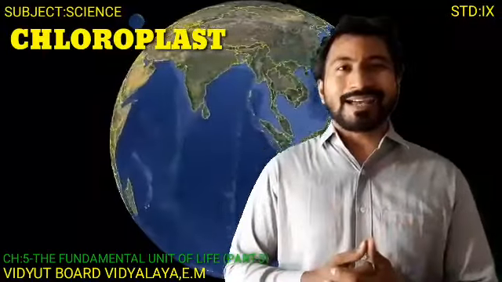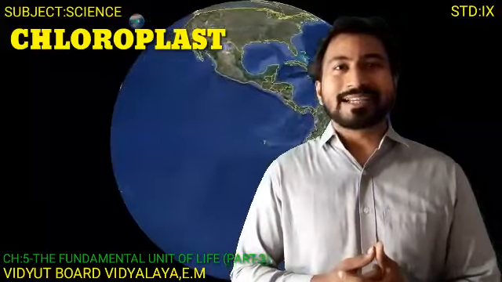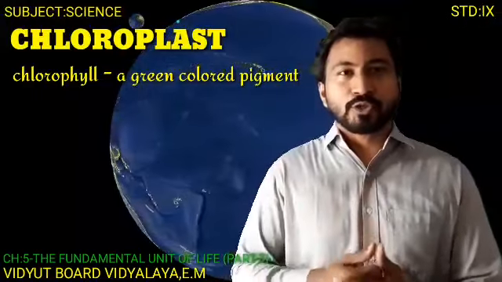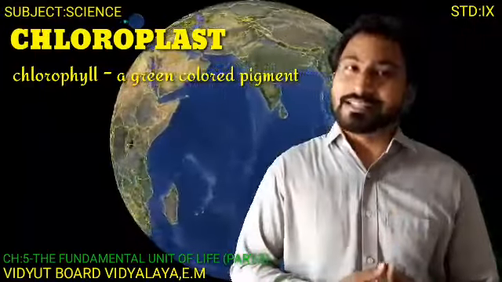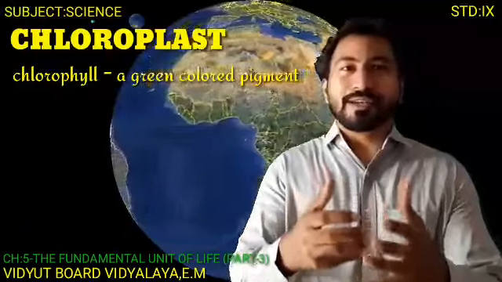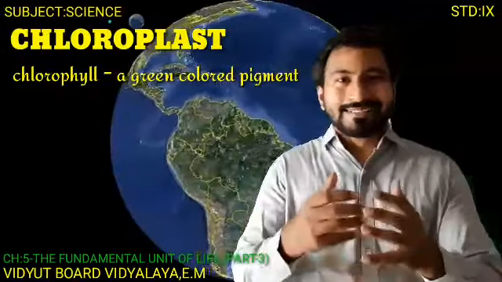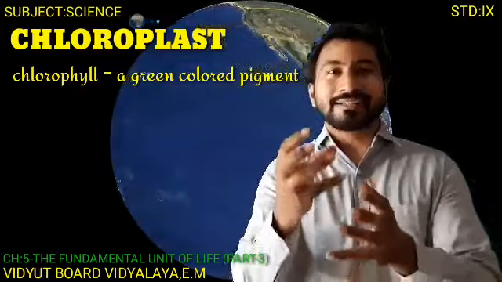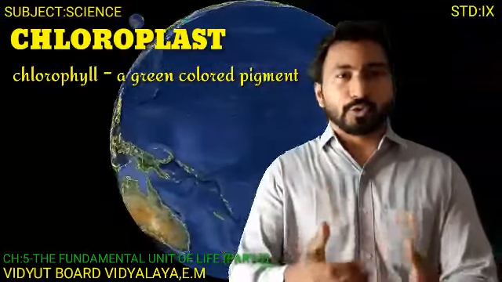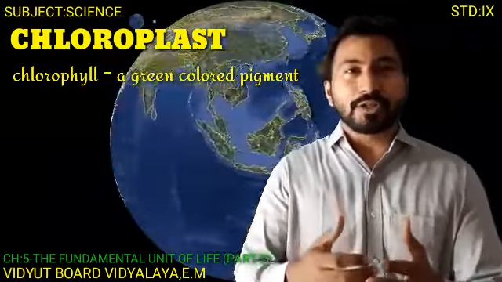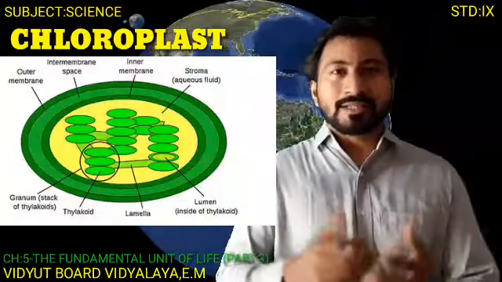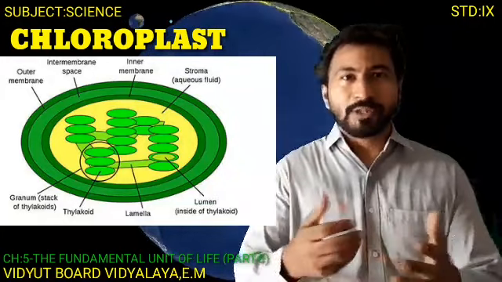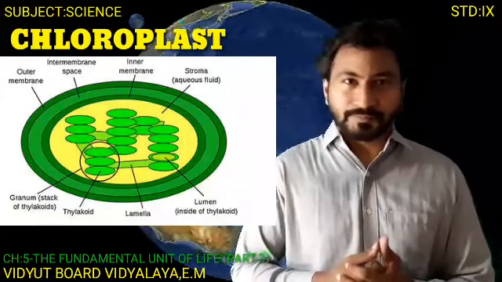Now these chloroplasts have a pigment, and that pigment is said to be the chlorophyll. So this chlorophyll is responsible for giving the green color to the leaves. Now, where is this chlorophyll mainly present? This chlorophyll is mainly present inside a typical structure of the chloroplast. So let us see the structure of a typical chloroplast. Now basically it contains two membranes, and both the membranes are continuous in nature.